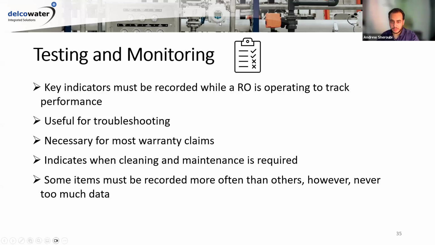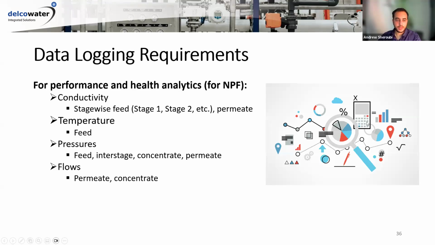And a lot of it, actually, in the banner here, are automatic sensors that are online. So that makes sure that the RO is on track, that it's where it's supposed to be, and you can easily troubleshoot if there's any issues. And it also tells you when cleaning cycles are required.